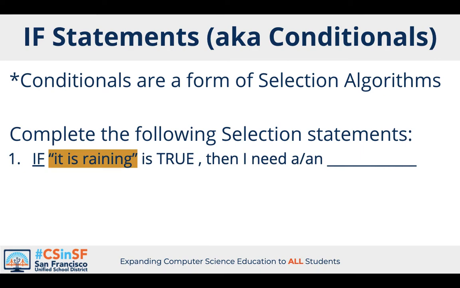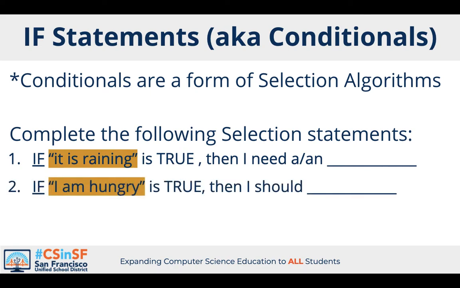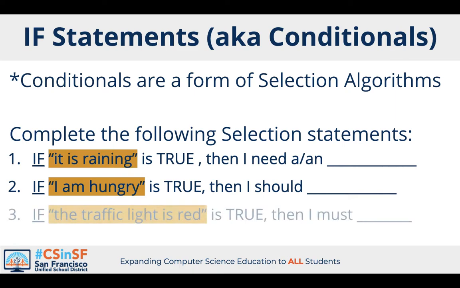You might ask, or a program might ask, if it is raining. If it is raining is true, then I need a raincoat perhaps. If I'm hungry is true, then I should eat. If the traffic light is red is true, then I must stop.